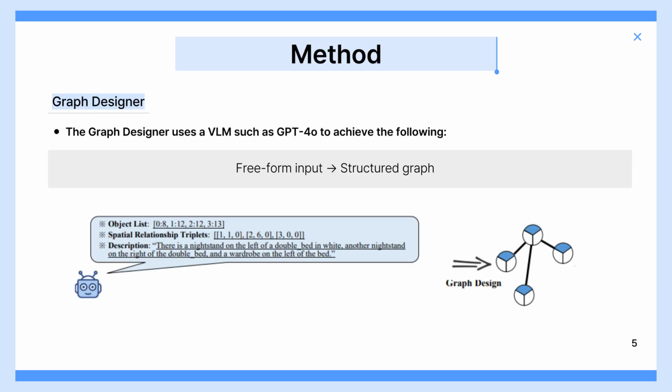Now, let us take a closer look at the Graph Designer. This component is built on top of a powerful vision language model. Because models like GPT-4o can understand both text and images, they are well suited for transforming freeform inputs into structured information. The Graph Designer leverages this capability to extract objects and spatial relationships in a consistent manner.